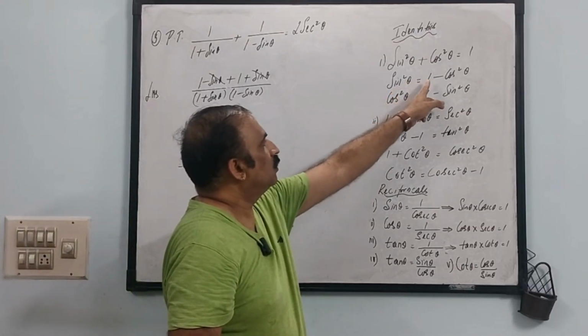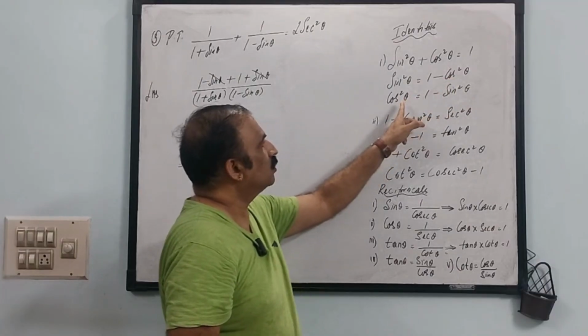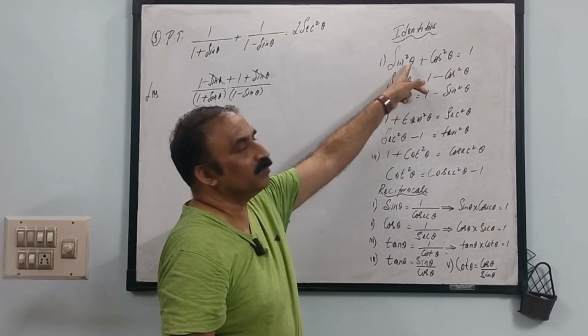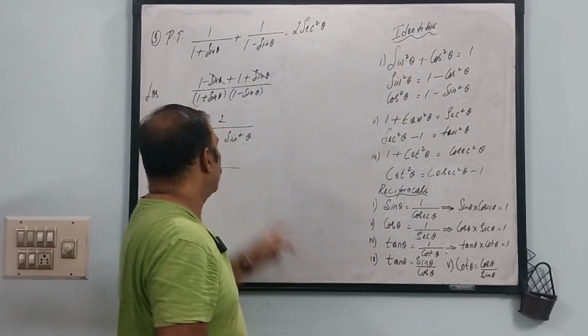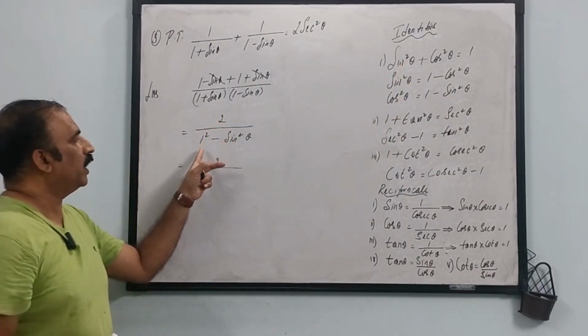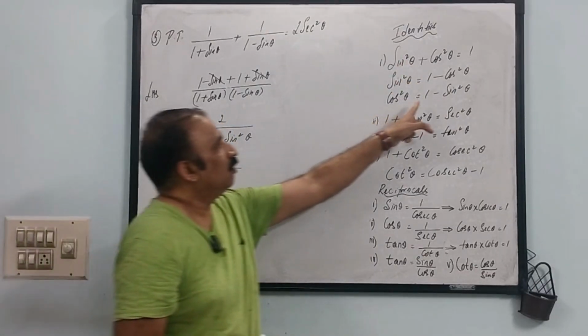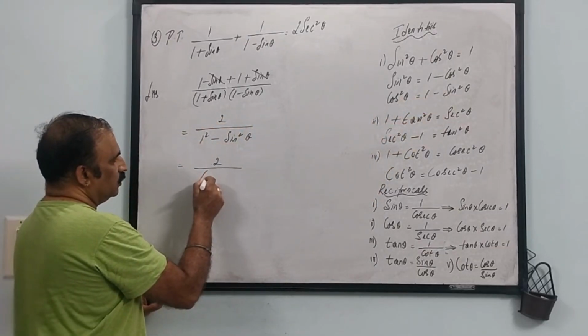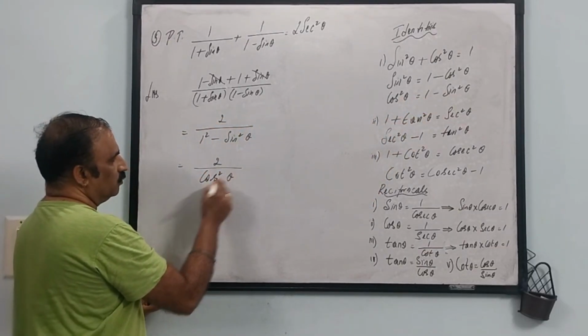Sin square theta is equal to 1 minus cos square theta, or cos square theta is going to be equal to 1 minus sin square theta. These are the changes which you did from the first identity. So here I have got it as 1 square is 1, 1 minus sin square theta. 1 minus sin square theta is going to be equal to cos square theta. So in place of this, according to the identity, I write it as cos square theta.